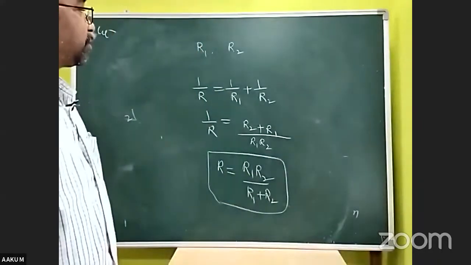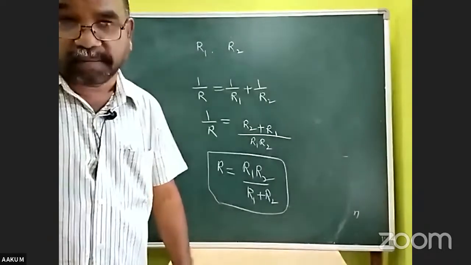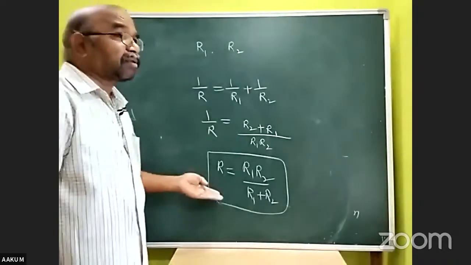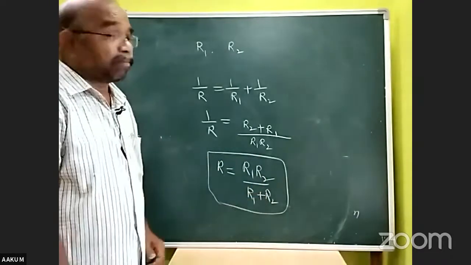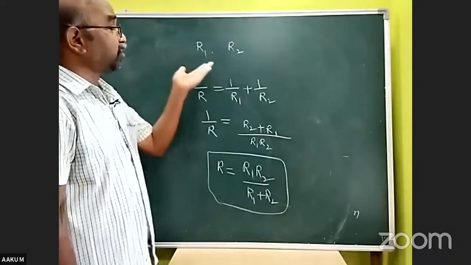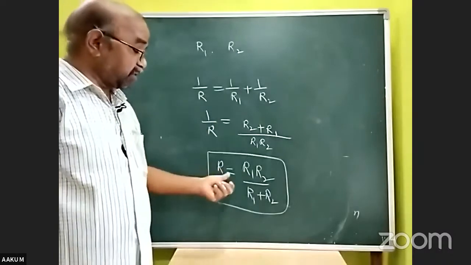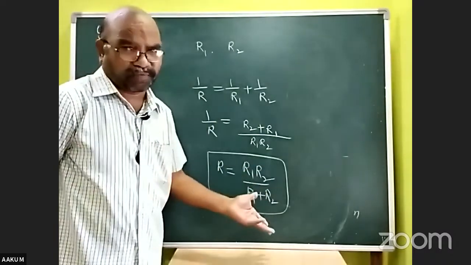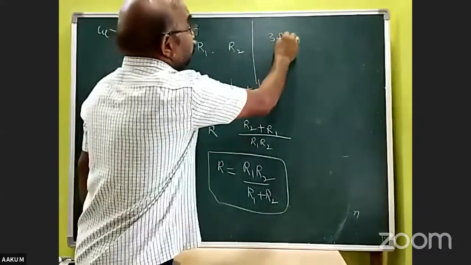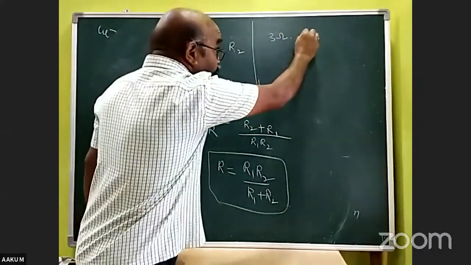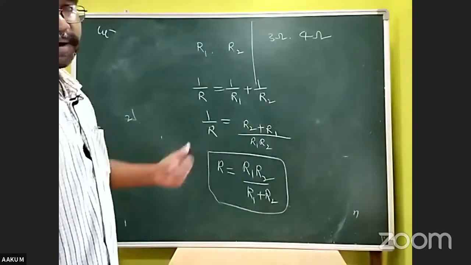If two resistors of resistances R1 ohm, R2 ohm are connected in parallel, the resultant resistance is R1 R2 by R1 plus R2. Once again, the resultant resistance is this. Shortcut, a simple formula. For example, 3 ohm and 4 ohm resistors are connected in parallel. What is the resultant resistance?